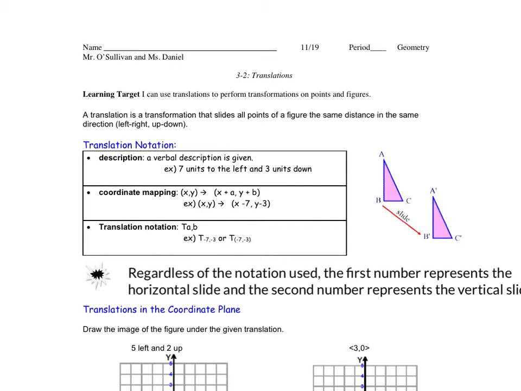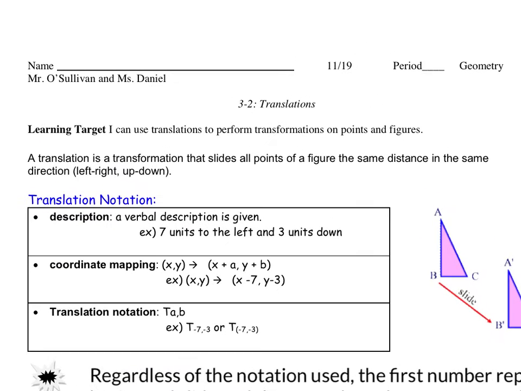So today's learning target is, I can use translations to perform transformations on points and figures. When we started the Zoom, a lot of you told me that you learned about translations a few years ago, which is true. You learned about them in middle school. But now we're in high school, so we're going to learn about them from a high school perspective.